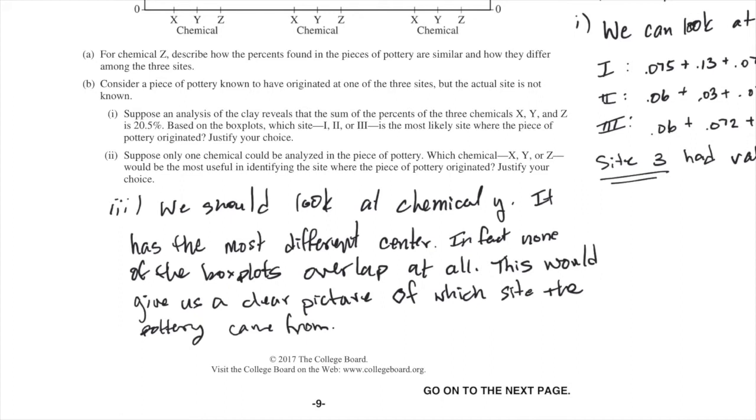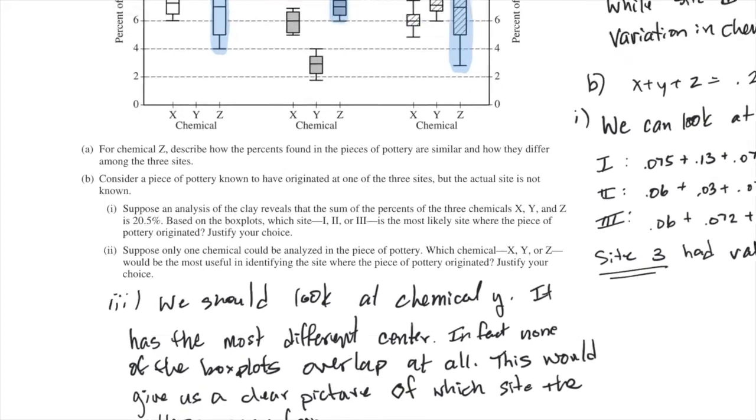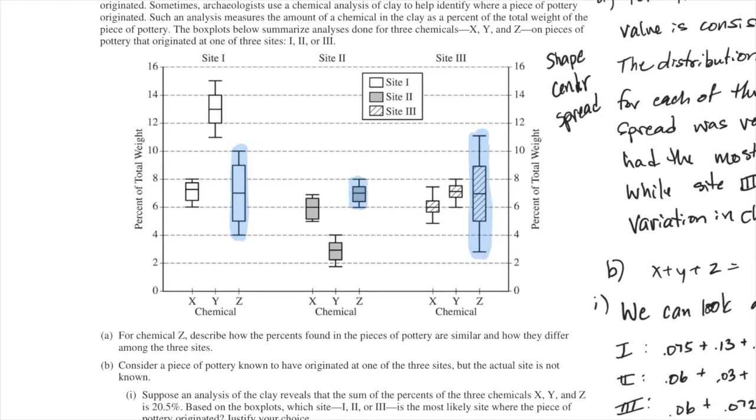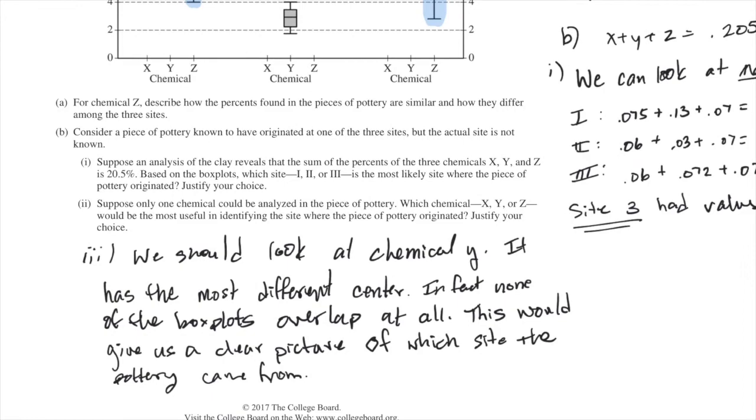This would give us a clear picture of which site the pottery came from, and I would have given you the sufficient answer there. I needed to tell you that it was Y and why I chose it. I picked center, but I also made a point to say that they were so different that none of the graphs even overlapped, so that we could have determined which one it came from. So, and that's question 4 from 2017.